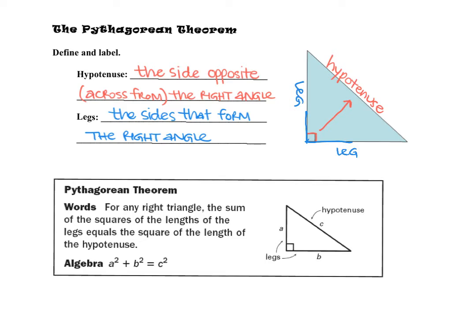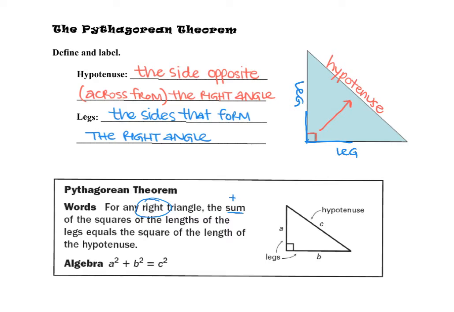Well, because here's what the Pythagorean theorem says. For any right triangle, again, we talked about this, it has to be a right triangle, the sum, meaning addition, of the squares of the lengths of the legs equals the square of the length of the hypotenuse. Now, maybe you've heard this before. The Pythagorean theorem is that a squared plus b squared equals c squared. And a and b there have to be the legs.